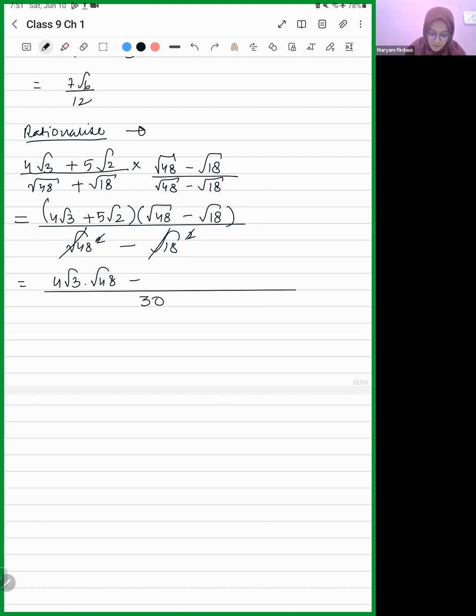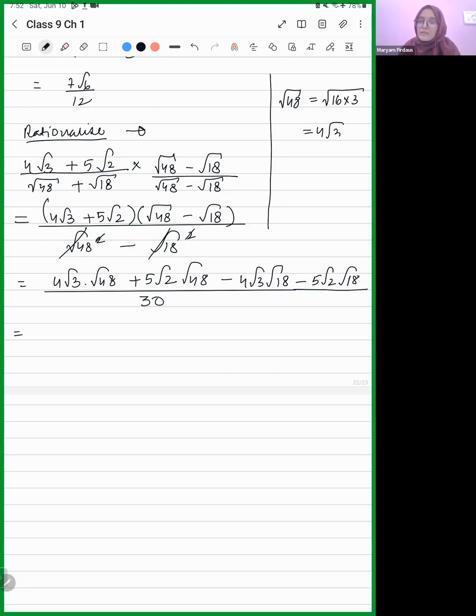So I'm going to write it like this: 5 root 2. I'm just expanding. These two terms are done. This term is done. Now I have to multiply both of them with this one. Now we can do what you were saying. Let me write it in a rough column over here: wherever I have root 48, I am going to write it as root 16 into 3. So that can be written as 4 root 3.